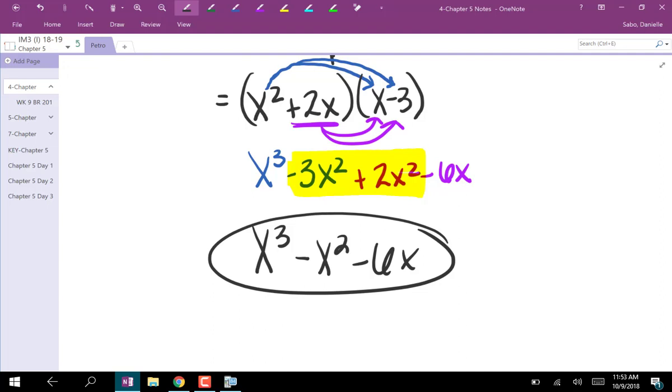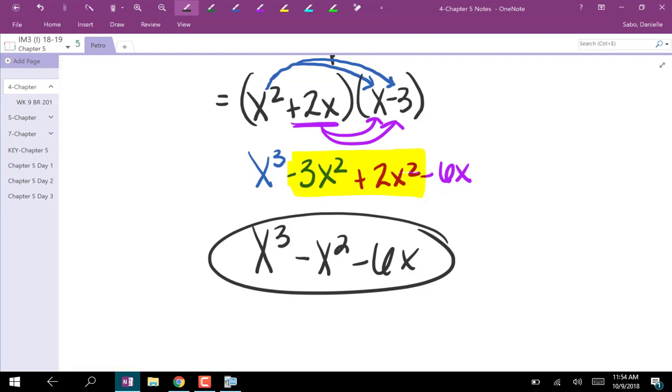Yes? If there's like terms to combine, do you have to combine them or are you able to leave it? You need to combine them, yes. Because you want it in standard form, the simplest form that you can go. Again, standard form, 3, 2, 1, we're good to go.